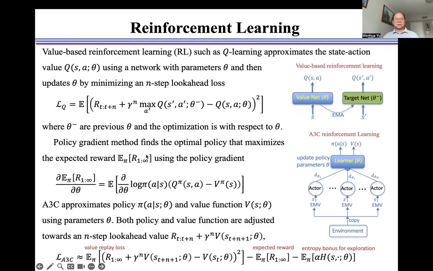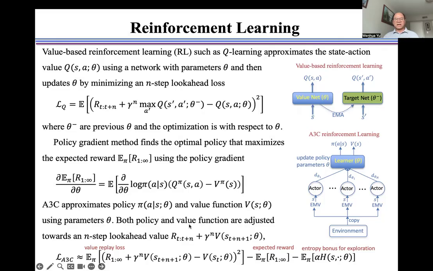Policy gradient method finds the optimal policy that maximizes the expected reward using the policy gradient as shown here. A3C approximates the policy pi and value function v using the parameters theta, as shown here. This environment, this copies for each actor. The learner is used to update the policy parameters theta. Output is a policy distribution and value function.